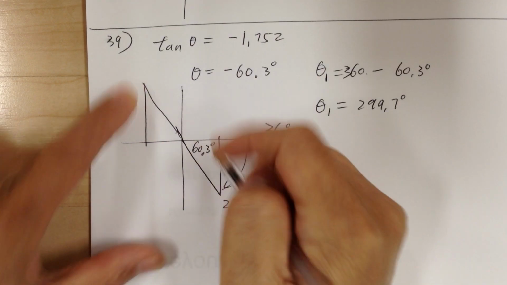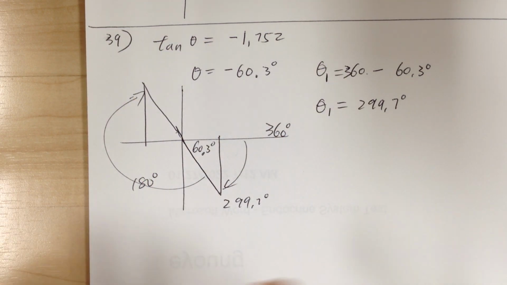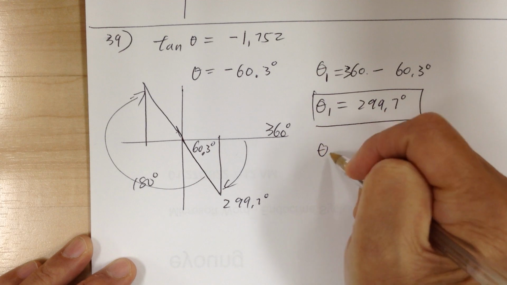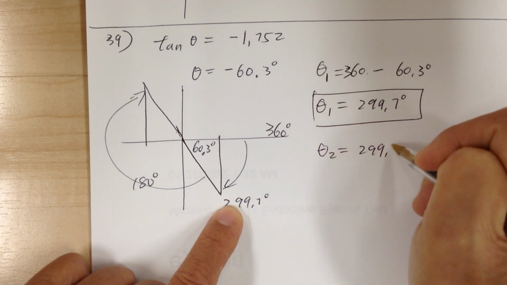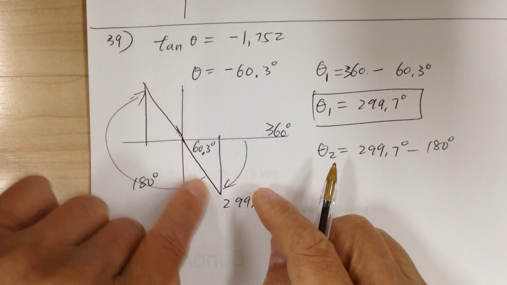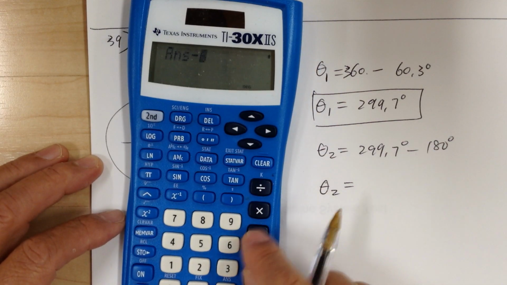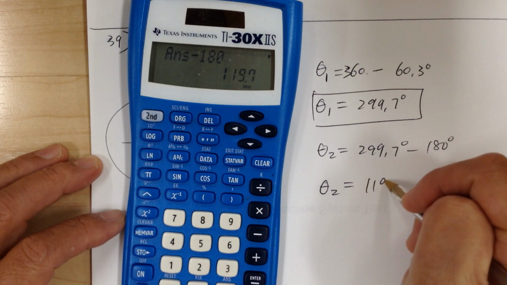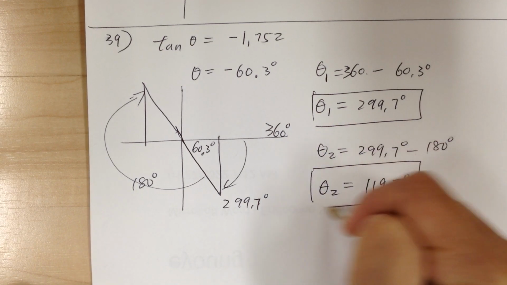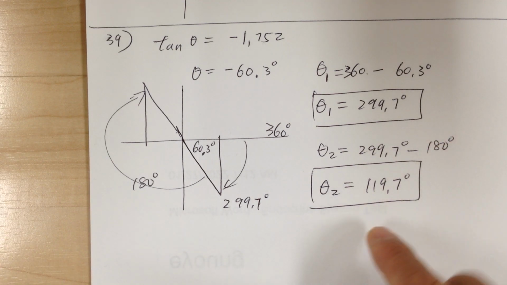Now to get the other one, again, you can go backward. That's 180 degrees. So that's why it's so important to draw your picture to help you visualize and figure out what you need to do. So your theta 2 will equal to 299.7 degrees minus 180 degrees, because you have to go the opposite. Again, it's very important you draw your picture to visualize. So it would be 119.7 degrees. So that's your theta 2. It doesn't matter which is theta 1 or theta 2, as long as you get both of them.